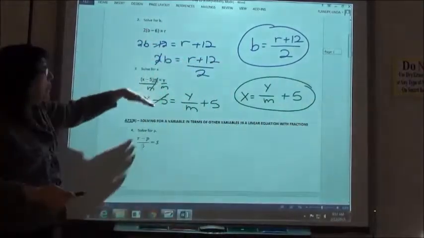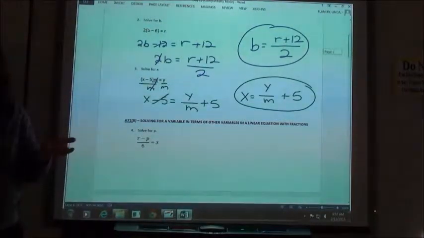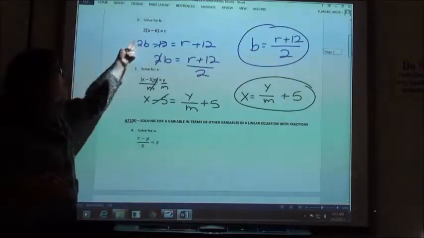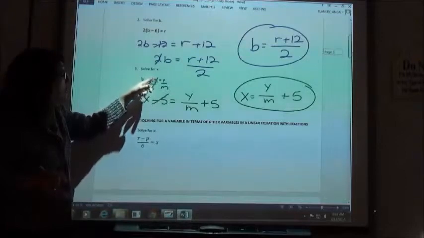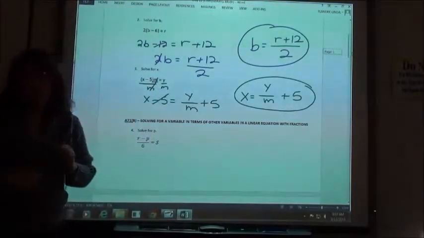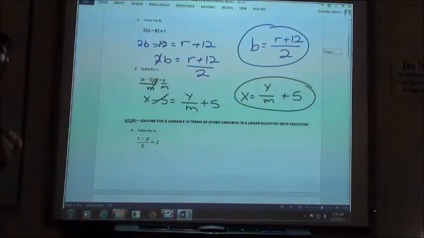So either of these two ways are correct. They both work out. It's just a matter of preference. Do you like to use the distributive property first, or do you just want to divide by that variable and move it over first? It's up to you which way you like to do it.